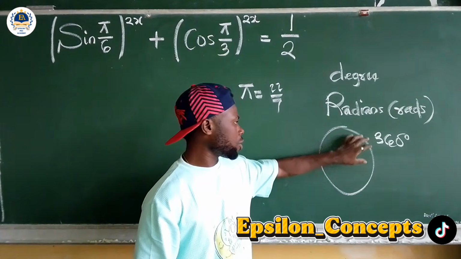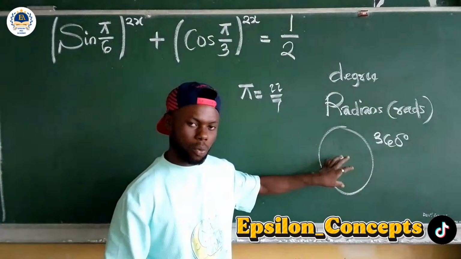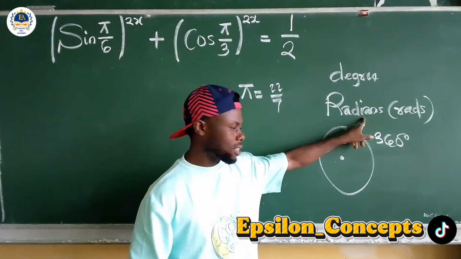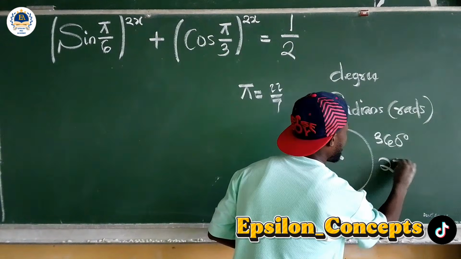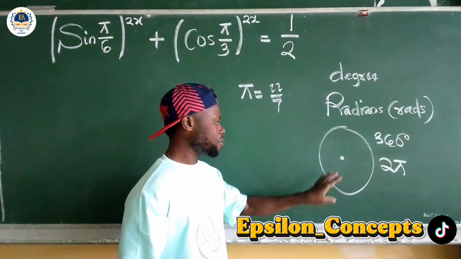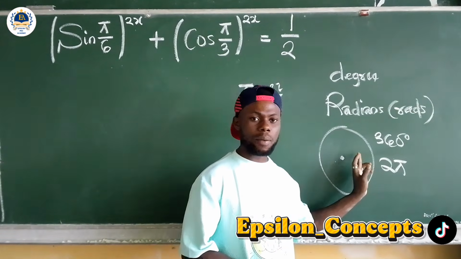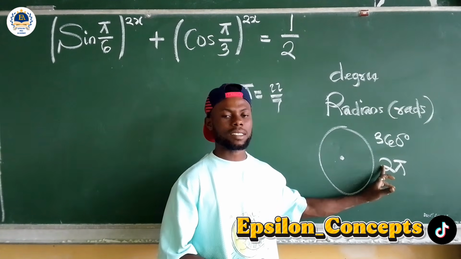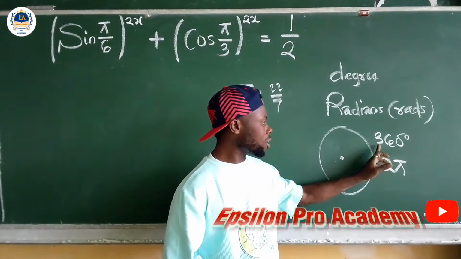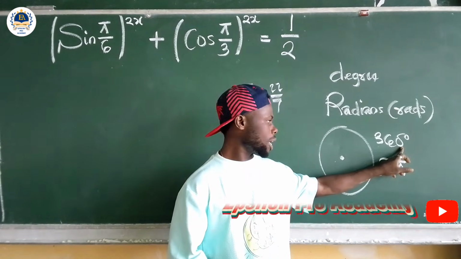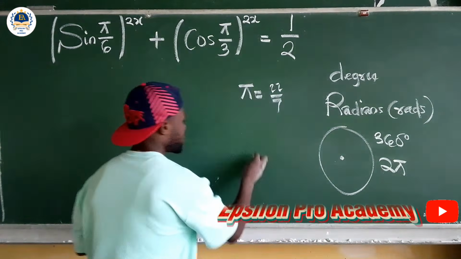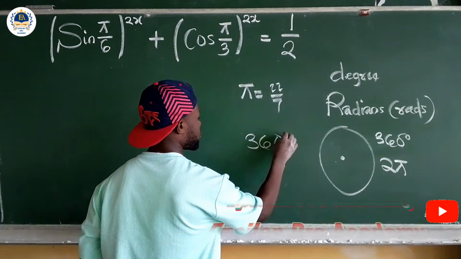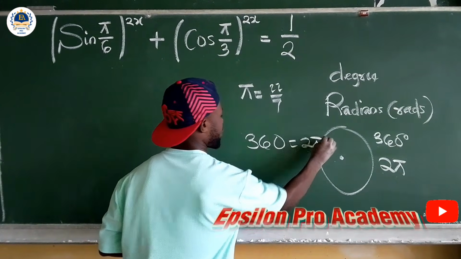But if we are measuring this angle or this circle in radians, or rads, it will give us 2 pi. That means every circle could be measured either in degrees or in rads. But since 360 degrees is equivalent to 2 pi, we can say that 360 is equal to 2 pi.